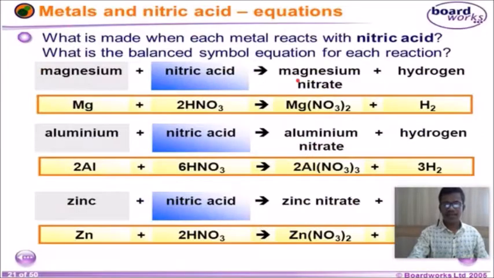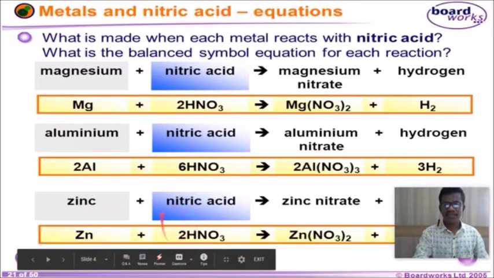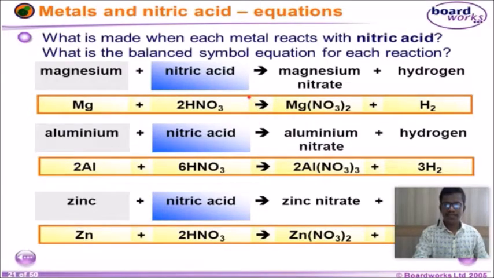If we take the exact equation, magnesium is a metal and it reacts with nitric acid, and there is a generation of a metal nitrate, that is magnesium nitrate, as well as hydrogen gas. In the second equation, aluminium metal reacts with nitric acid and produces aluminium nitrate, and there is a liberation of hydrogen gas. And the third equation: zinc metal reacts with nitric acid and produces zinc nitrate as well as hydrogen gas. So whatever acid you take, when it reacts with the metal, you will get a metal salt as well as hydrogen gas.